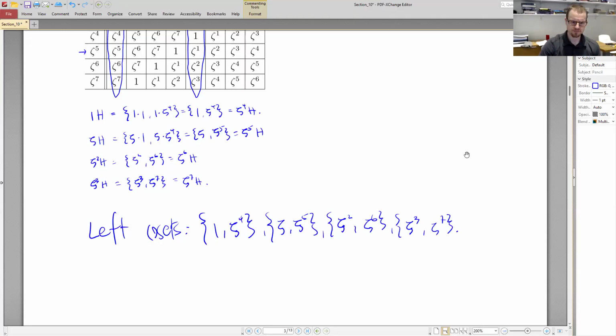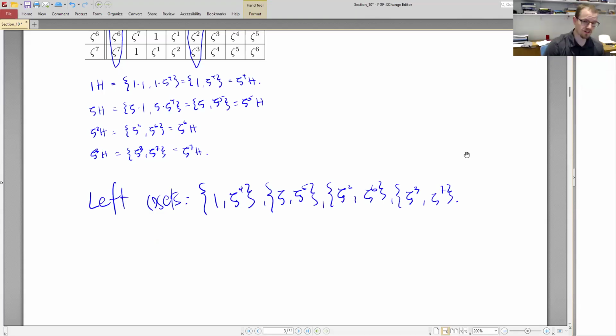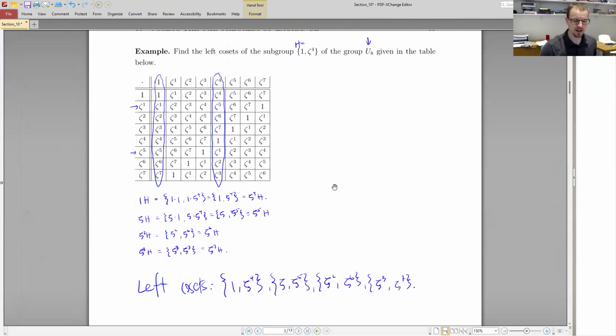Excellent. So these are our left cosets. As simple as that. For now, that's all that we were interested in observing. Join me again for looking at right cosets, and then we'll compare our left and right cosets to see if they're the same.